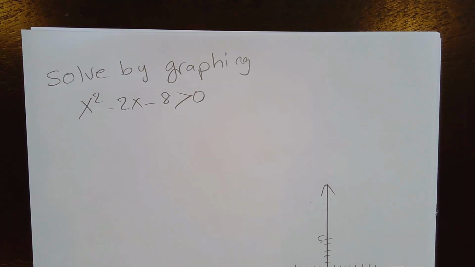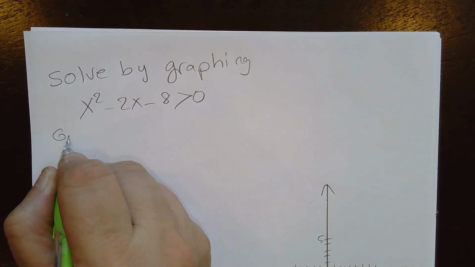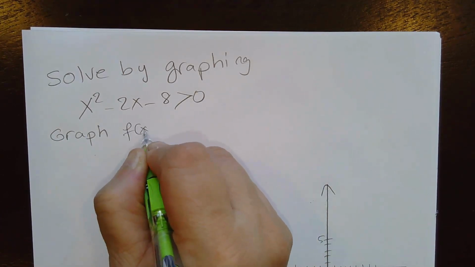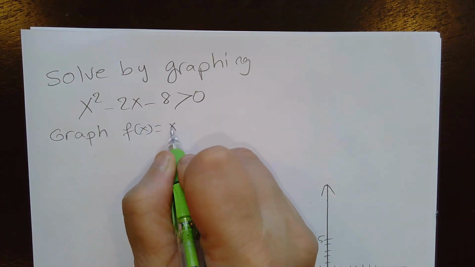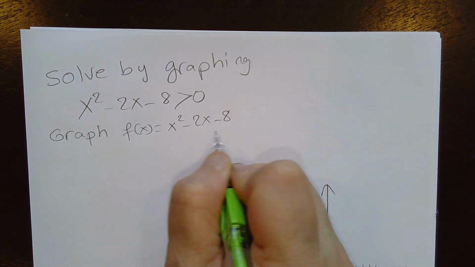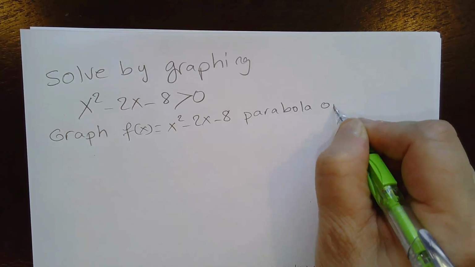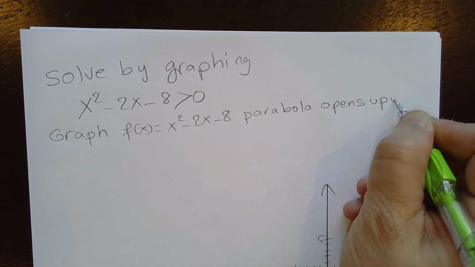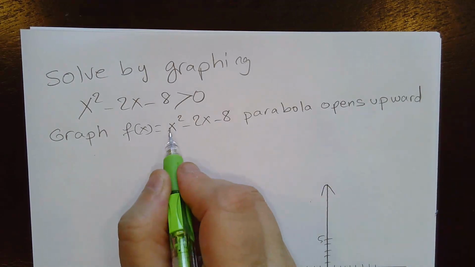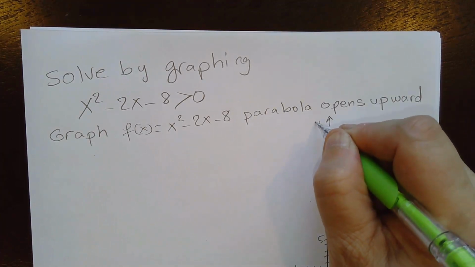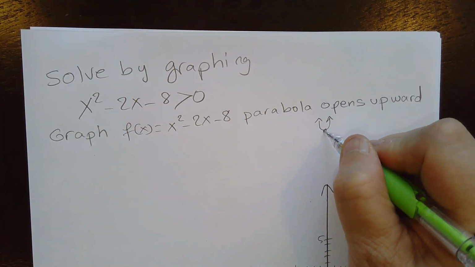Everybody, today we're going to solve the quadratic inequality by graphing. We have x squared minus 2x minus 8 greater than 0. Now to solve this quadratic inequality by graphing, we need to graph a function equal to this, which is x squared minus 2x minus 8. Now this is a parabola that opens upward. The reason why it opens upward is because the coefficient of x squared is positive, so it will have that shape.